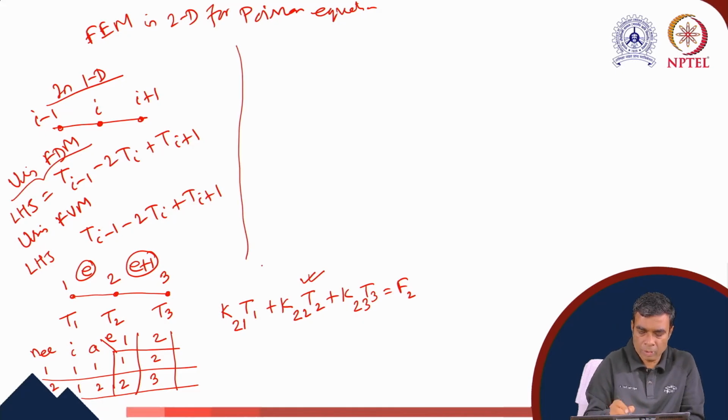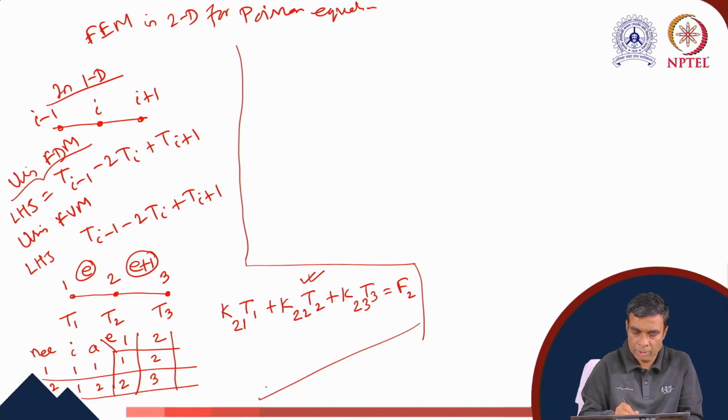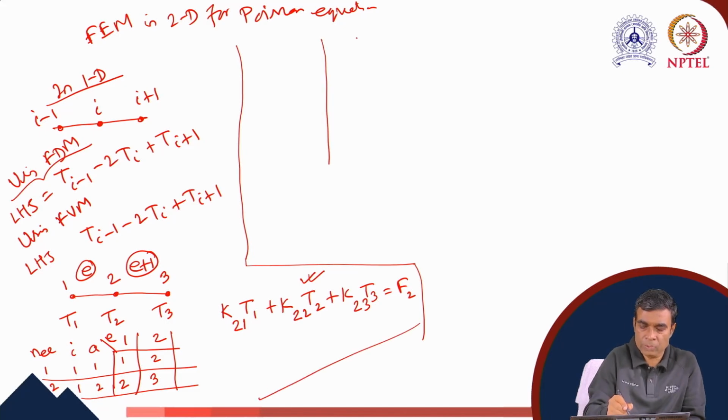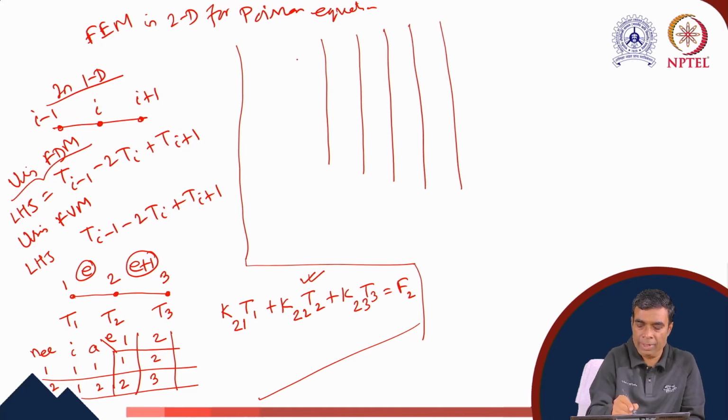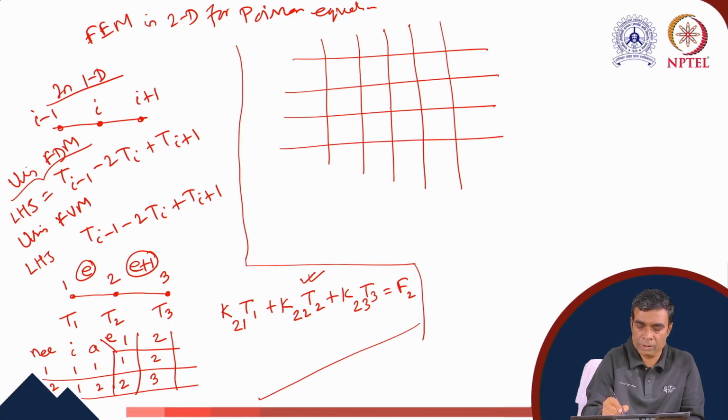Now, when we go for the two-dimensional case, this does not hold. So let us consider a two-dimensional case for the Poisson equation that we have already considered for the finite difference and finite volume methods. We want to write the governing equation at this node i, j.